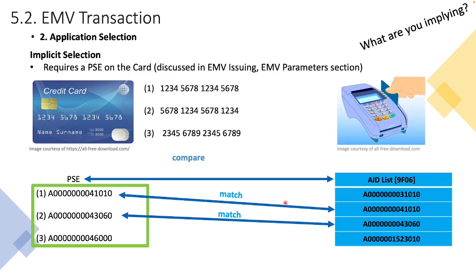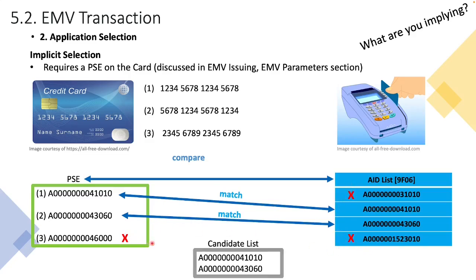Now, in this particular scenario, it's only found 2 matches. So the terminal's got 4 possible options available. The card's got 3 possible options, but of these, only 2 are mutually supported, and the 2 are the 41010 AID and the 43060 AID, right? So it's present on the PSE and it's present here, which means that the candidate list can only contain these 2 matching AIDs. Okay, we should exclude the non-mutually supported entries from the candidate list. So the candidate list in this case, as we said, will be A0000000041010 and A0000000043060.